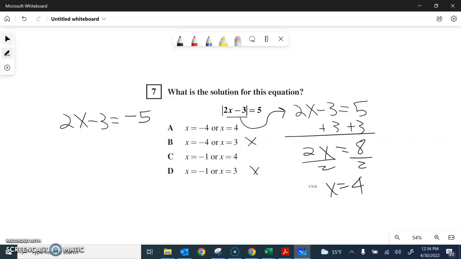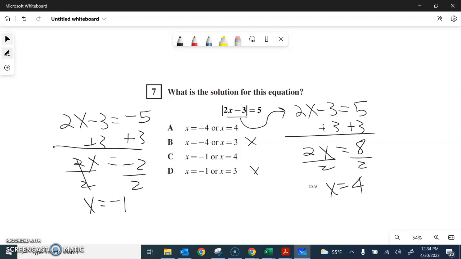Now, that's when we have to solve the other one. So plus 3, but here, -5 plus 3 is -2. 2x divided by 2, x equals -1. So the answer choice has to be one that has -1 and 4. So that's going to be choice C.